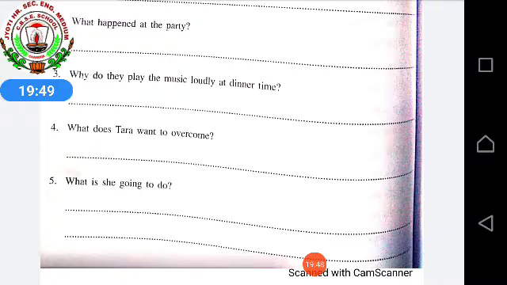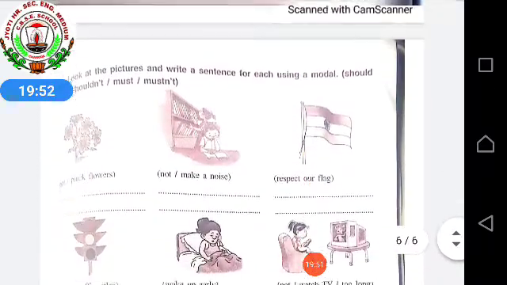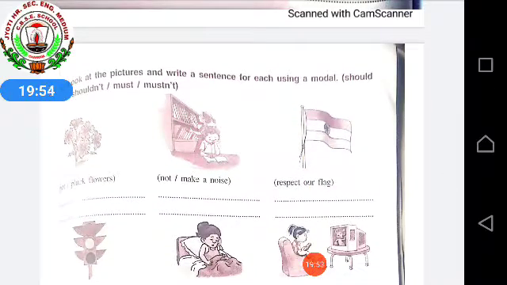The next one, next page number 85. Look at the pictures and write a sentence for each using a model. The models are already given over here: should, shouldn't, must, mustn't. So these are the models. You have to see the picture and then write down a sentence for each using a model.